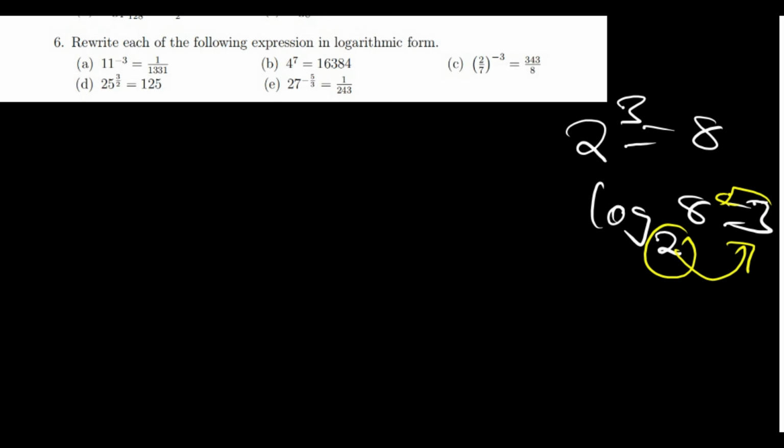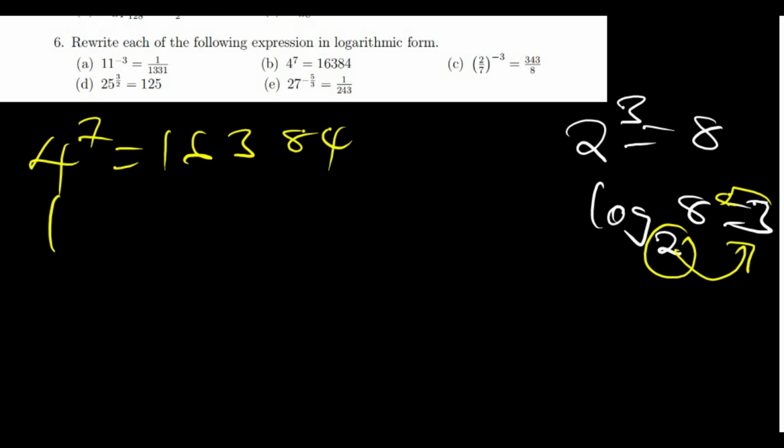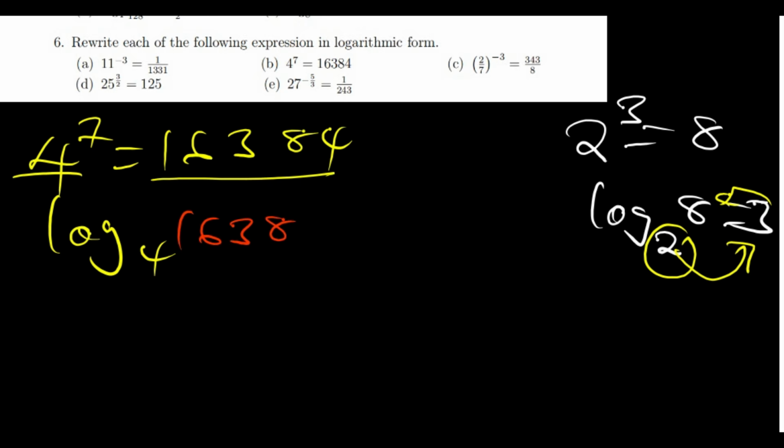Now part B is saying we have 4 raised to the power 7 is equal to 16,384. Okay, remember this is always the base. So base 4, this is always what is going to be inside. So I'm going to have 16,384 is equal to the power. Meaning if I want to go from log to exponential, it's going to be 4 raised to the power 7 is equal to 16,384.